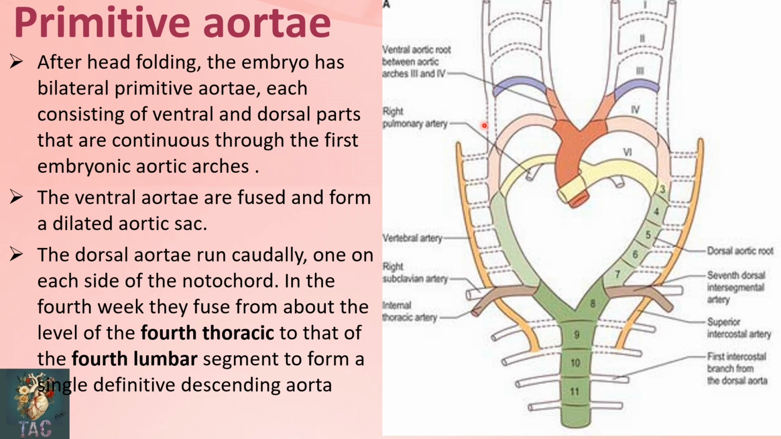So again I repeat, two aortae are formed: the two ventral aortae and the two dorsal aortae are formed. These two ventral aortae, this one is the right side and the left side, and the dorsal and ventral aortae are attached to each other via aortic arch arteries.